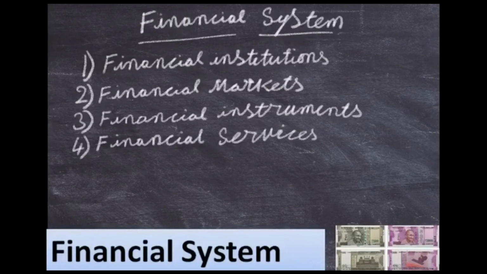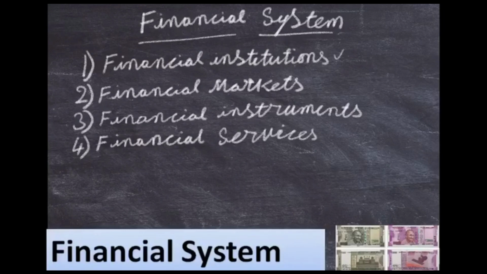The first one, financial institutions, are like banks or non-banking financial corporations, like you see State Bank of India, Life Insurance Corporation, Bajaj Allianz. These are the financial institutions. All the financial institutions are classified as either banking financial corporations or non-banking financial corporations. These financial institutions facilitate smooth working of the financial system by making investors and borrowers meet. They mobilize the savings of investors either directly or indirectly through financial markets.